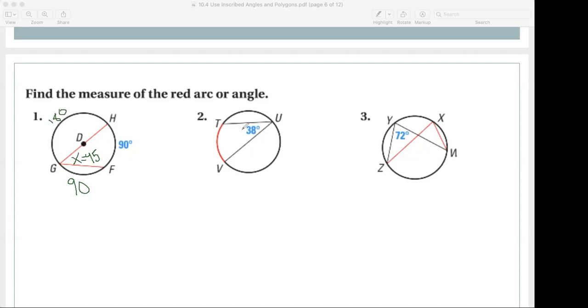Let's go for it. Okay, so number 2. If my inscribed angle is 38, then the arc is going to be twice as big. So that's 38 times 2, which would be 76.